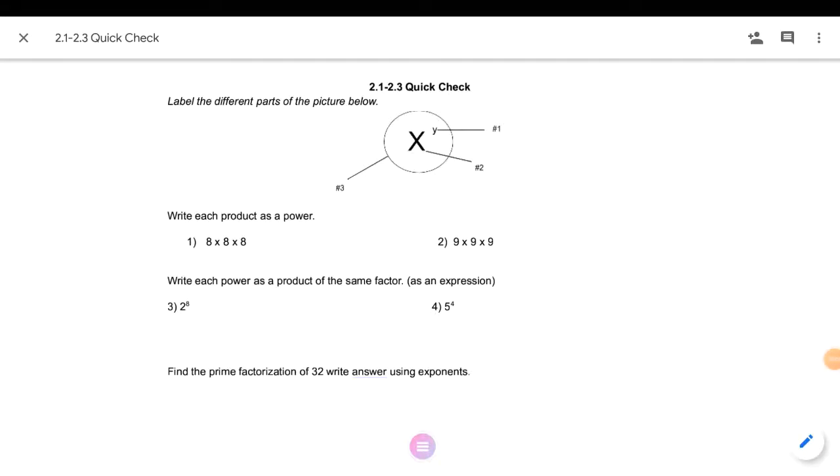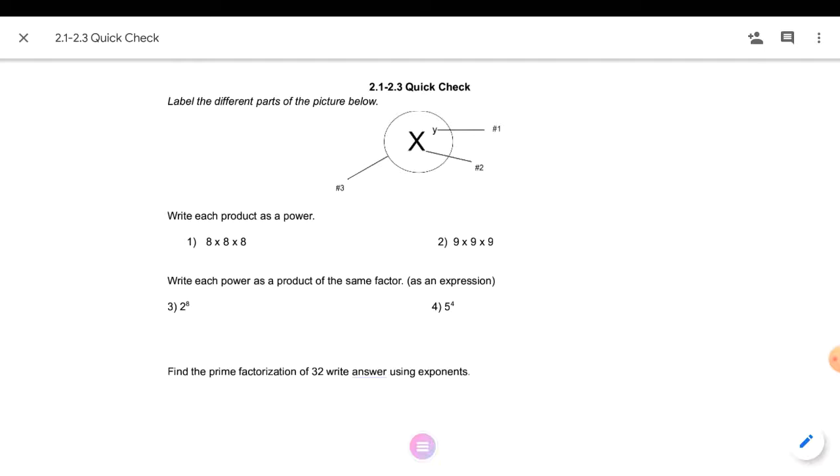Okay, so first thing we're going to do is go through the 2.1 through 2.3 check. If it's on here, do you think it's going to be on your quiz on Thursday? Yes, okay? It's this stuff plus the lesson we're going to do today. So if this was really easy for you, the quiz should be fairly easy for you.